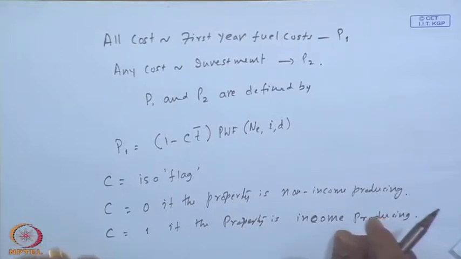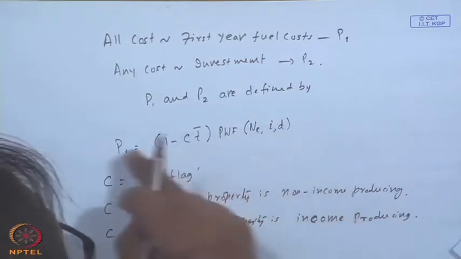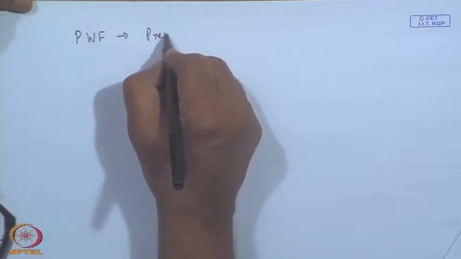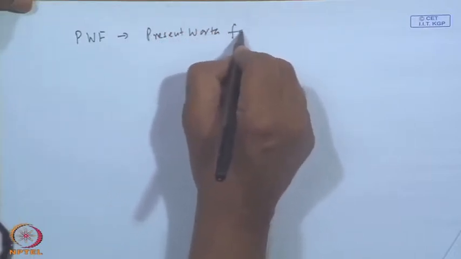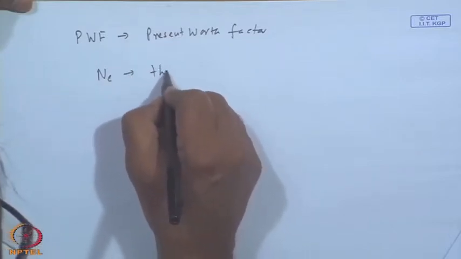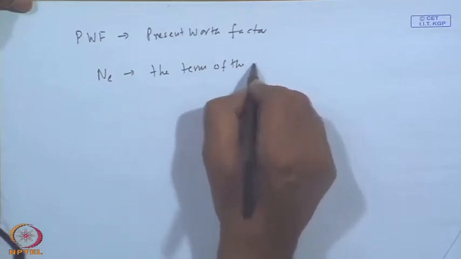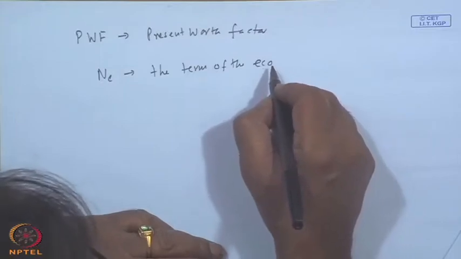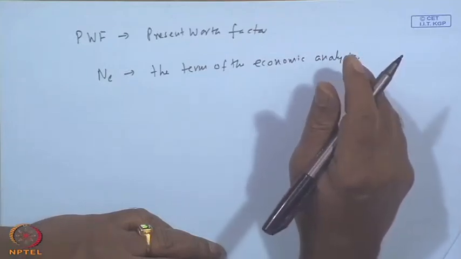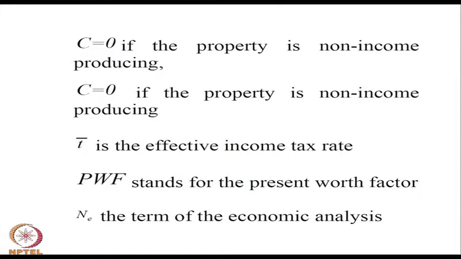In other words, if C is equal to 0, the present worth factor of any ID is nothing but P1. And of course, PWF is the present worth factor, which will depend upon the term of the economic analysis. It may be 10 years, it may be 20 years, it may be 15 years or 5 years, like that. It could be ideally the life of the solar energy system, but in case you are not sure, you would like to see whether the life cycle savings are positive or not, and when positive, what is the minimum N that could be required.